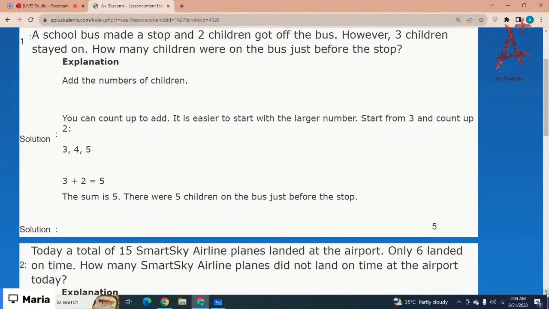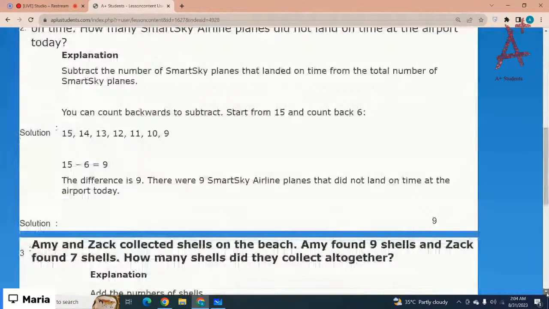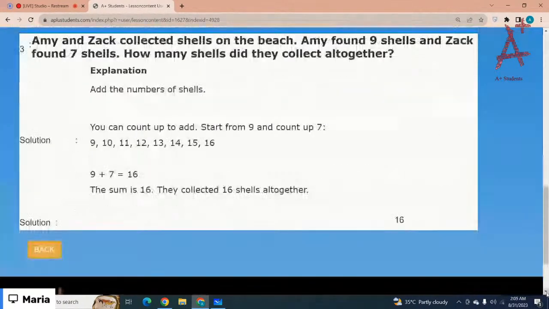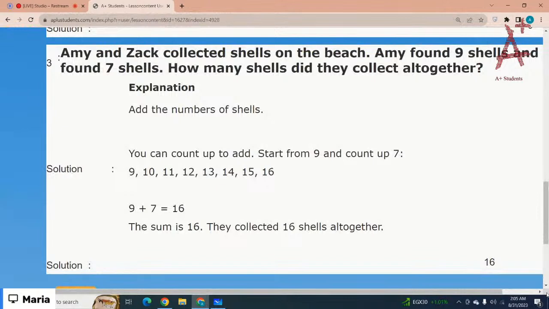The next one is: Emmy and Zach collected shells on the beach. Emmy found 9 shells and Zach found 7 shells. How many shells did they collect all together? You have to see how many shells they both have, so you have to add both values. Emmy has 9 shells and Zach has 7, so 9 plus 7 makes 16. That means they have 16 shells altogether.